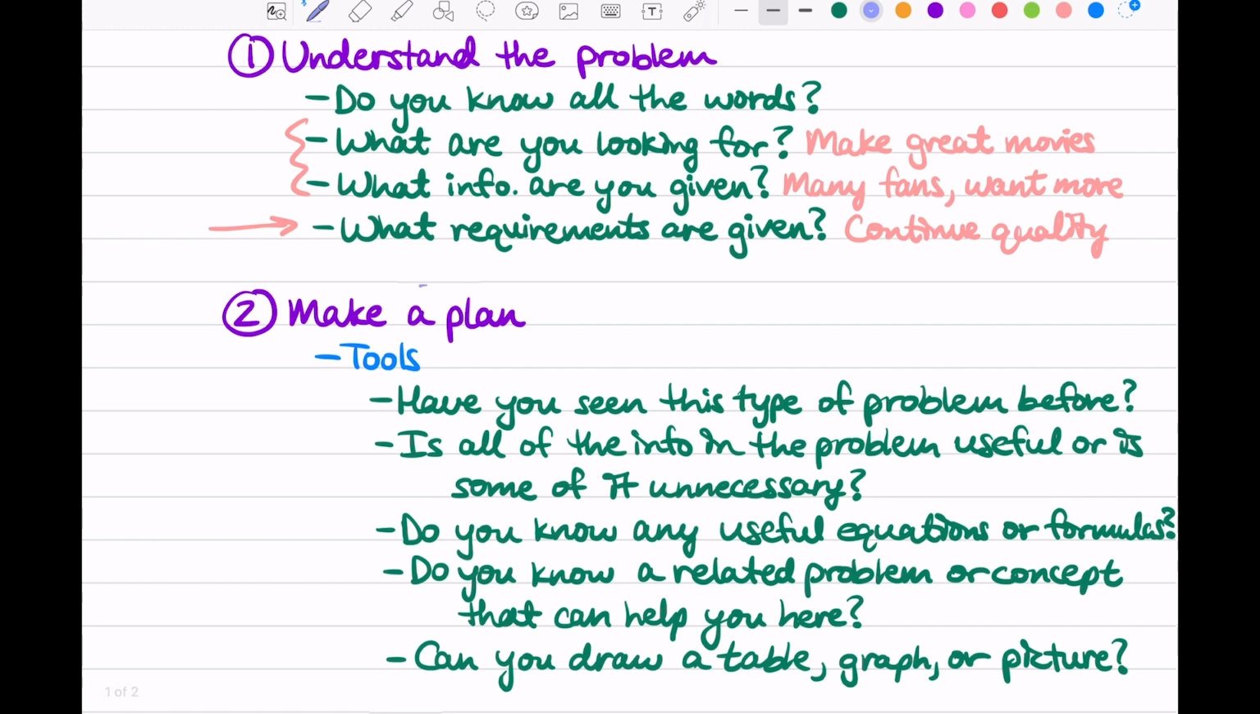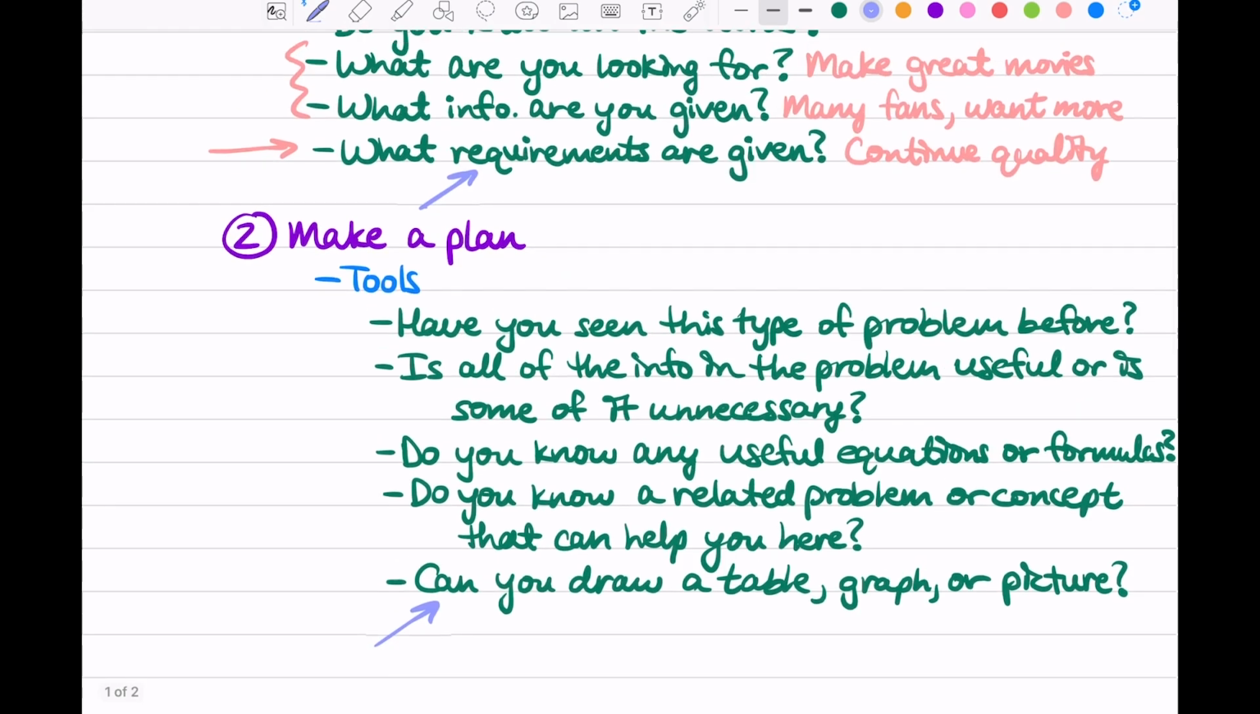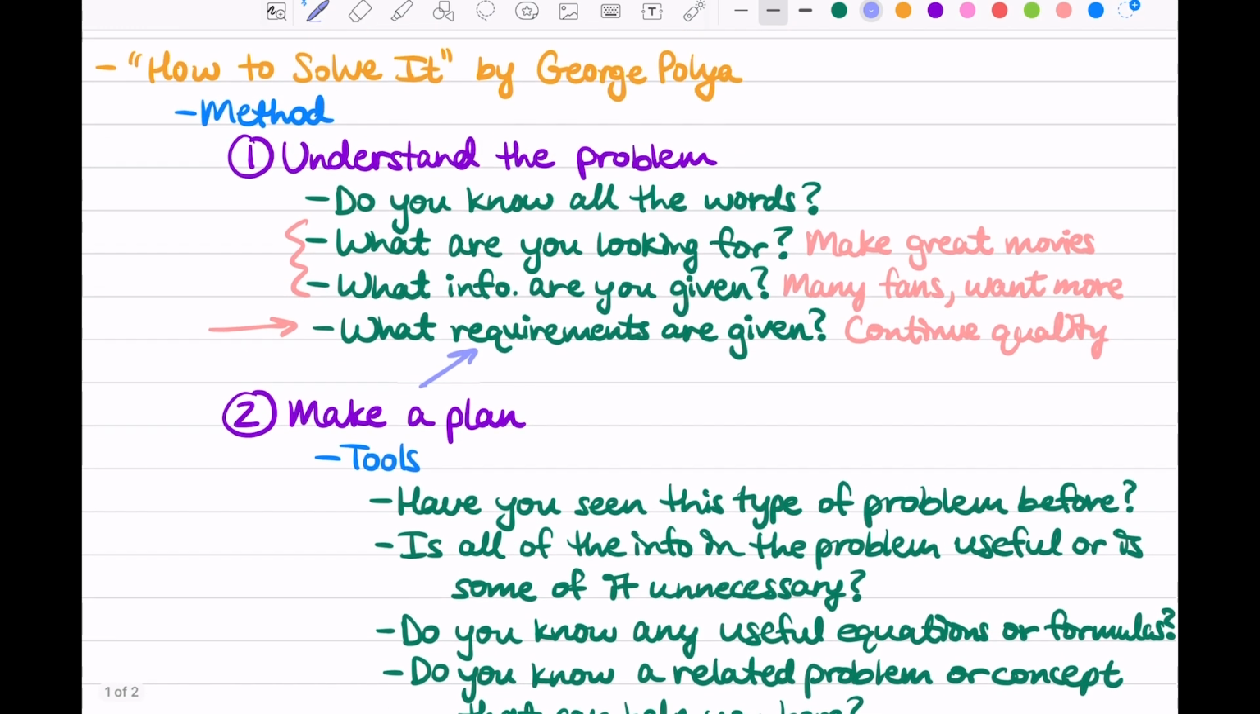Maybe you missed one of the requirements. Maybe it could help to draw a picture. If you keep this method next to you as you're working through word problems, eventually, this kind of thinking, these questions are just going to become natural. And that's the goal. That's why we're doing these word problems. So you can become better at solving problems, whether they're in class or out in your life.